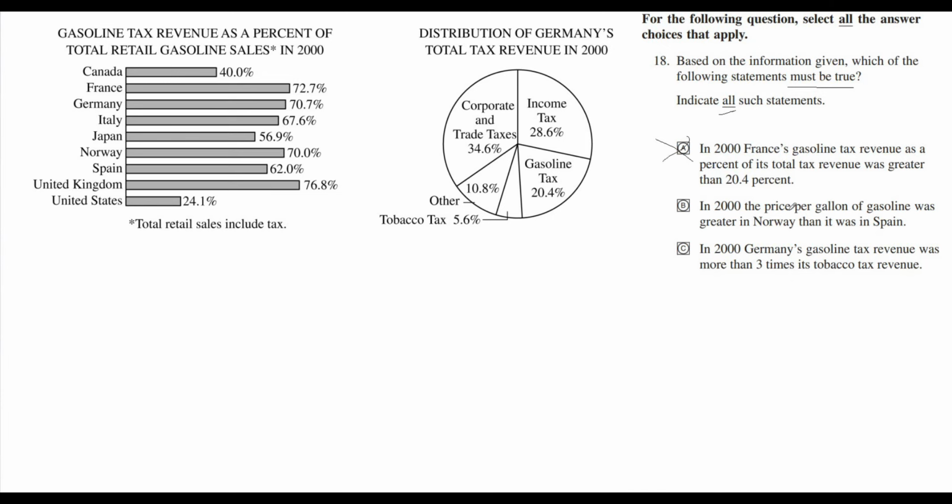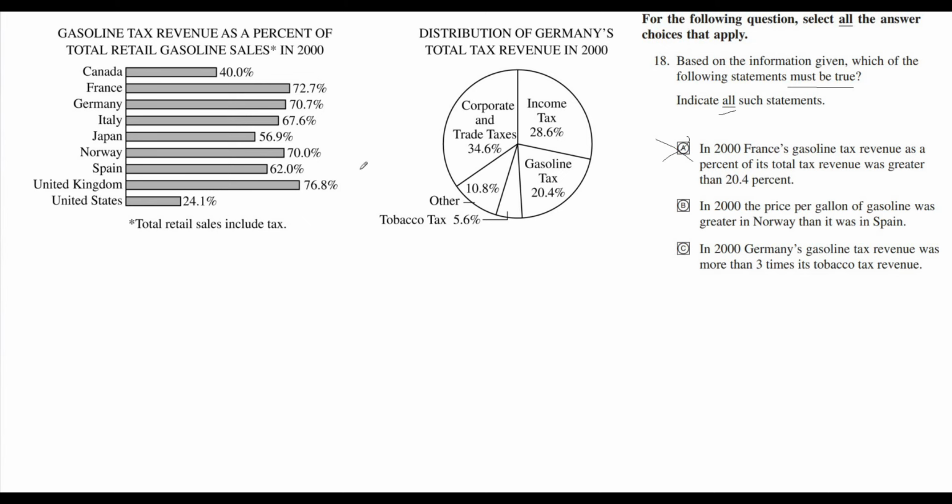B. In 2000, the price per gallon of gasoline was greater in Norway than it was in Spain. So now we have Norway and we have Spain. Now, this talks about tax revenue as a percent of their sales. But we're talking about the percentage. So when you have a particular sale, and then a percentage of your sale is your tax, right? That doesn't tell you how many you sold in general, and that doesn't tell you what the actual total price is in general. This is just a proportion.